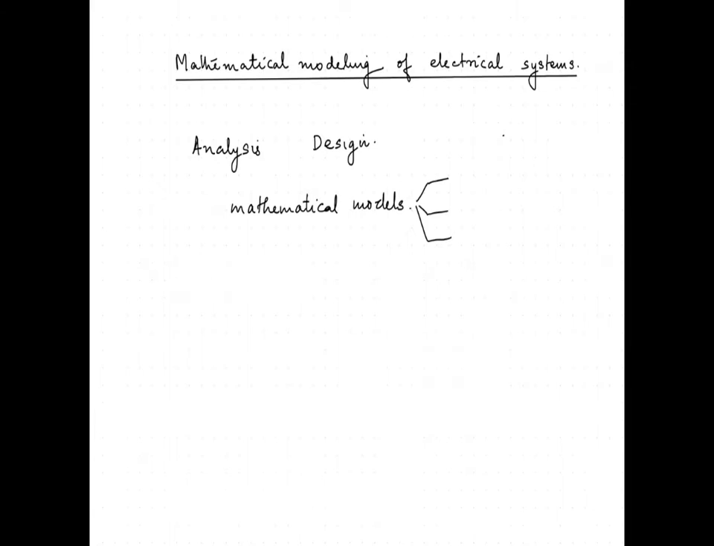There are different types of system representations like differential equation representation, transfer function representation, and state model representation. In this course, we will be discussing the first two. As far as electrical systems are concerned, we will be using Kirchhoff's voltage law and Kirchhoff's current law, depending upon whether we are using a mesh analysis or a node analysis.